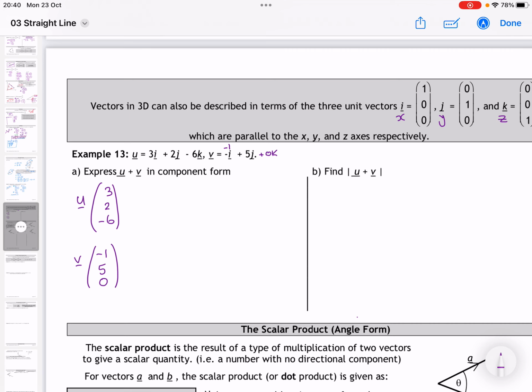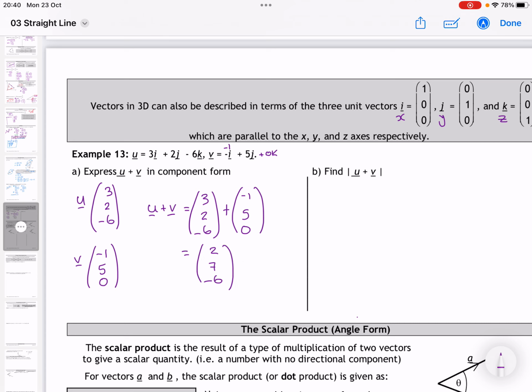You need to watch out. Sometimes they're not in alphabetical order. You must put it in i, j, k. Okay? So we're doing u plus v. That becomes 3, 2, minus 6, plus minus 1, 5, 0, which is 2, 7, minus 6. And that's u plus v.